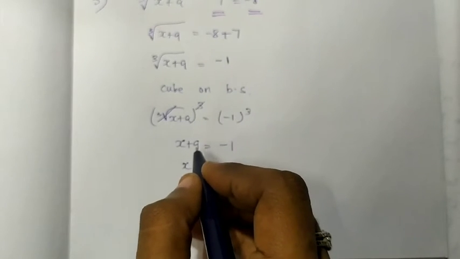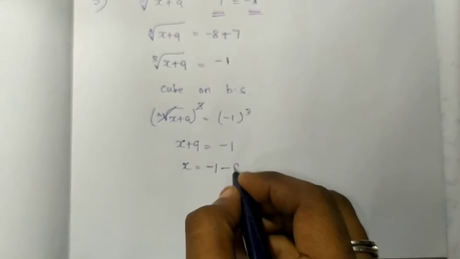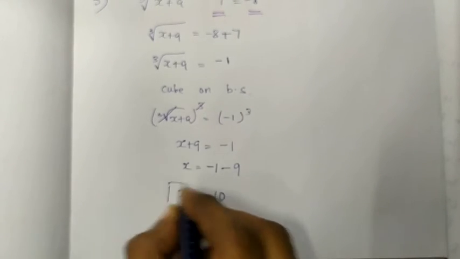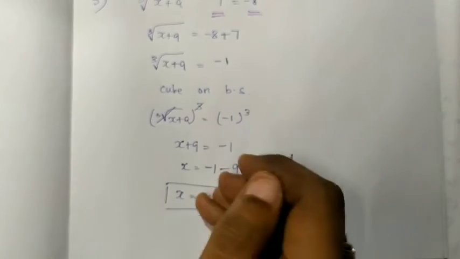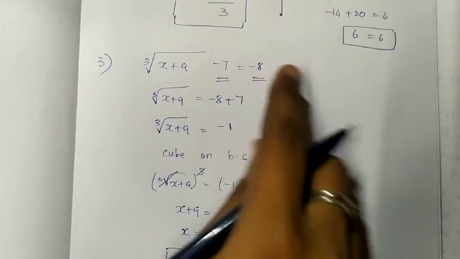Then bring this 9 to the other side. Therefore it converts to minus 9. x is equal to minus 10 will be the answer. Suppose you verify with this minus 10 here, you will get the answer as minus 8.